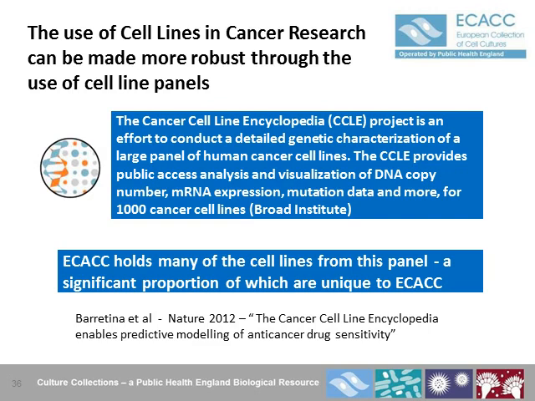Barretina and colleagues coupled the pharmacological profiles for 24 anti-cancer drugs across 479 of these cell lines in a panel, which allowed the identification of genetic, lineage and gene expression-based predictors of drug sensitivity. And many of these cancer cell lines are available from ECACC.